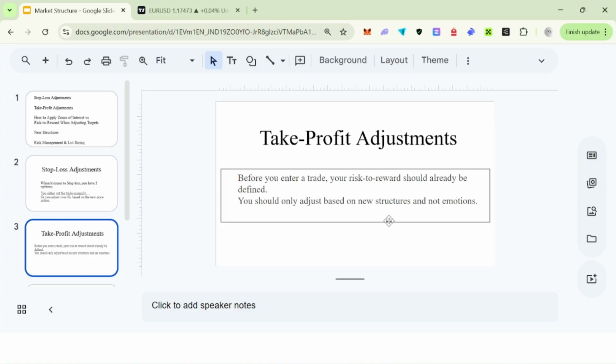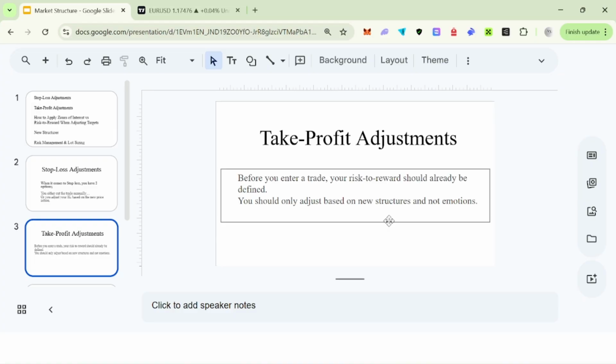When you get into a trade, before you even enter a trade, like I said, your risk to reward should be defined. That means you already know where your 1-to-1 target is, your 2-to-1 target is, even your 3-to-1, your 4-to-1, 5-to-1, depending on how much you let your trade run. So this thing should already be predetermined.